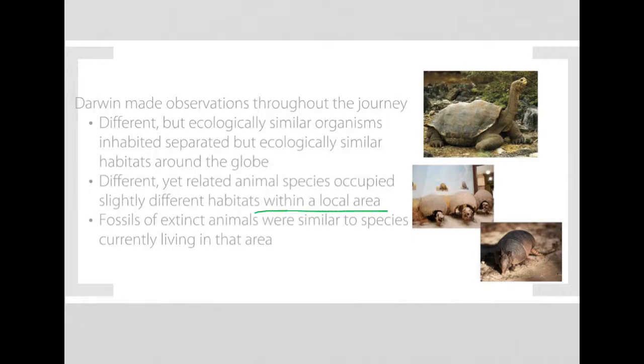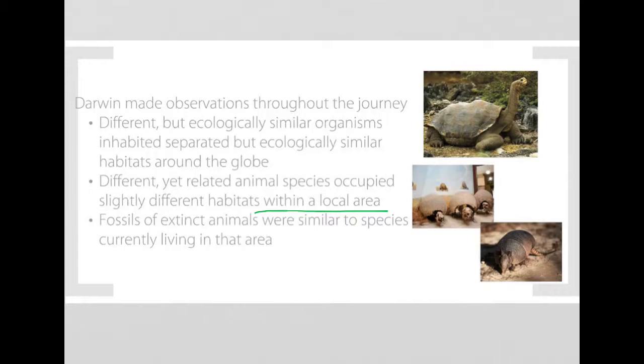So there might be a set of birds, for example, and all birds sort of live in a similar habitat, but they're slightly different based on what that bird does, maybe where it lives in the tree, what does it eat, when does it eat, all of those different things. So they're similar, and they occupy similar habitats, but they're not exactly the same.